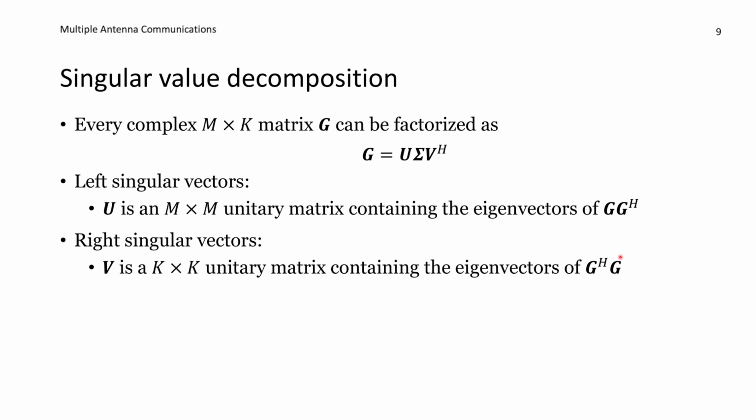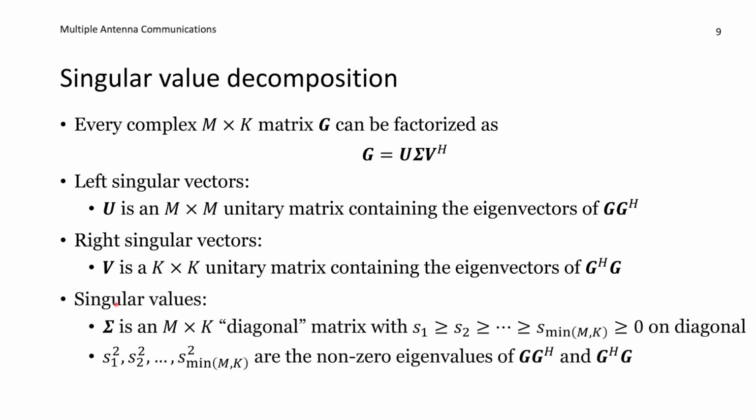So from this matrix, you take the eigenvectors, you put them in the matrix V in each of the columns, and make sure that they are normalized so you get a unitary matrix, and then we have created U and V Hermitian. And what remains to describe is this matrix sigma. And this one contains the so-called singular values, which is something similar to the eigenvalues. So sigma is an M times K matrix, just as G, and it's a so-called diagonal matrix or rectangular diagonal matrix.